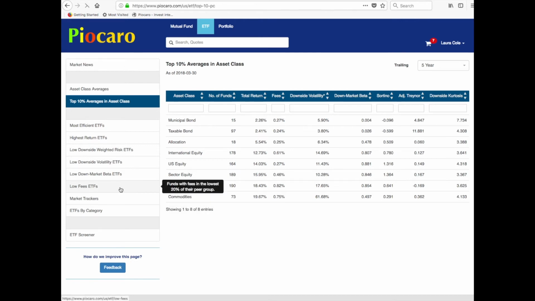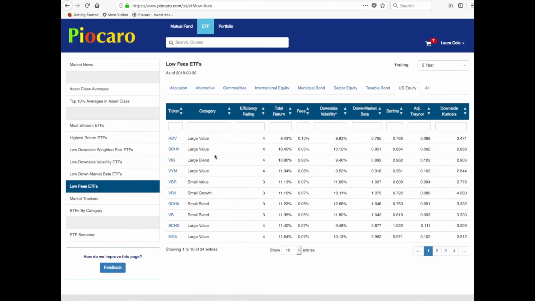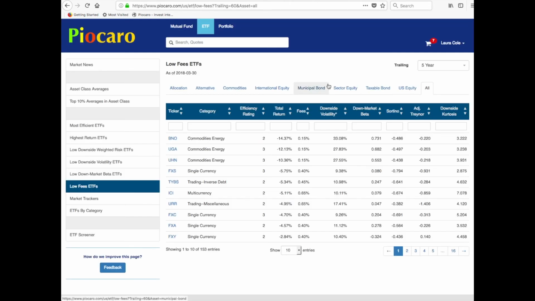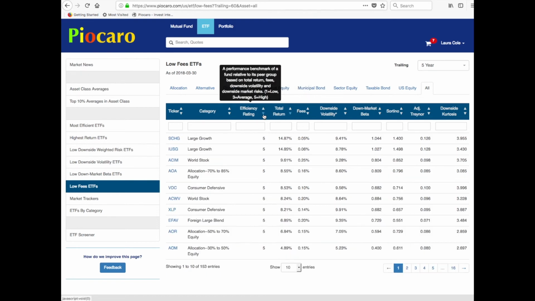If low fees are important to you, you might begin by looking at the low fees ETFs. For example, let's use the 5 years trailing period and look at all the asset classes in the US. Here I can see those ETFs with fees in the lowest 20% of their peer group. Sorting this allows me to quickly hone into the top performing ETFs with the lowest fees.